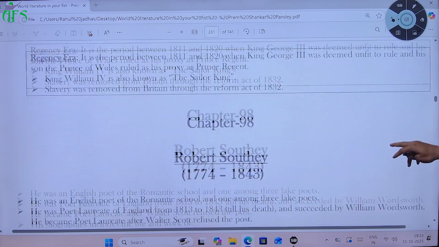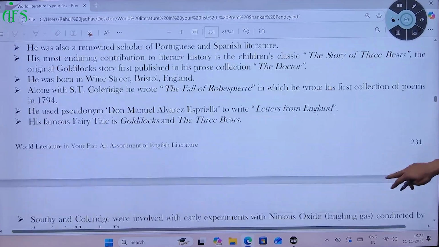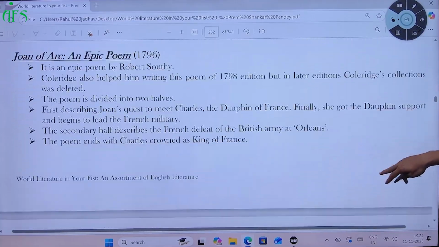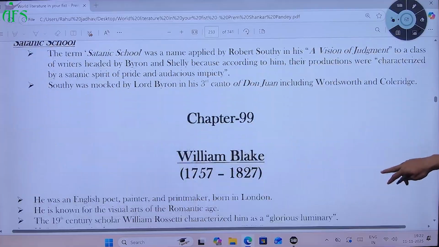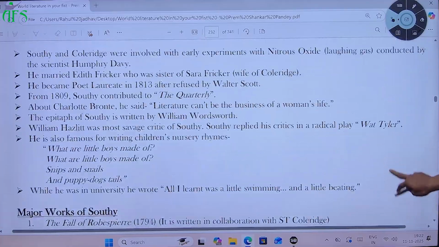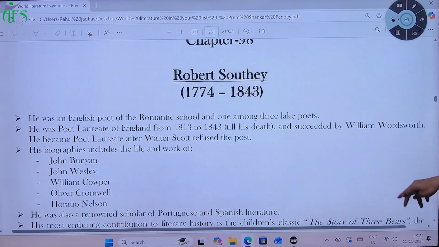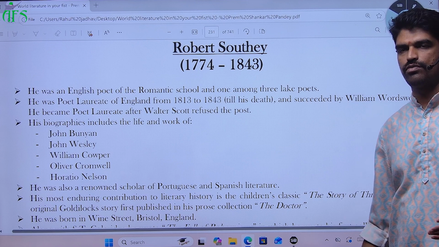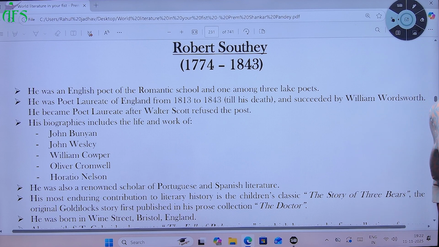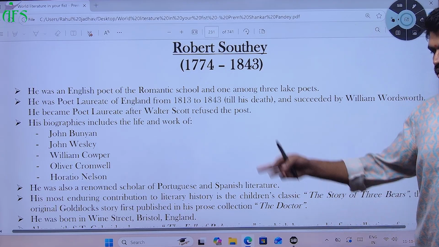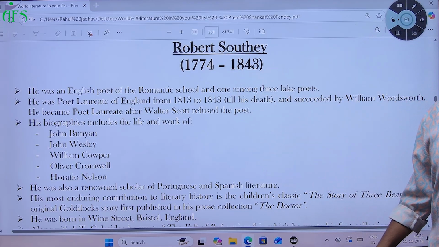Now, again, we have one of the prominent figures named Robert Southey, and his contribution definitely is quite noteworthy. So let us continue discussing Robert Southey. When we read the names of William Wordsworth and Samuel Taylor Coleridge, we also read this very interesting name, Robert Southey, who plays a vital role.